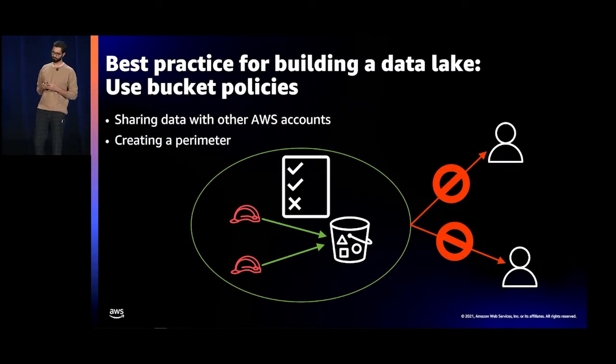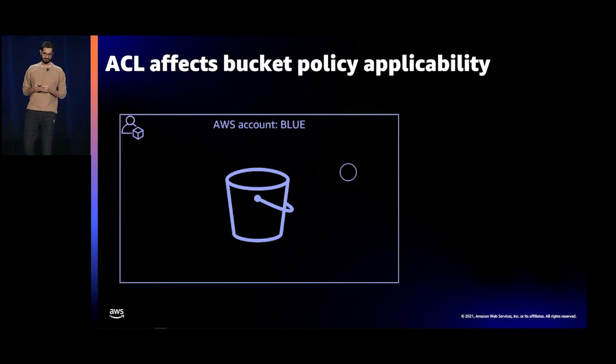As I mentioned earlier, we recommend using a bucket policy instead of ACLs to share your data. You should use bucket policies to share data with other AWS accounts and to create a security perimeter to deny access. Thus, we always recommend our customers to use bucket policies whenever and wherever applicable. However, access control list limitation creates a pain point for our customers. So let's take a look at how access control list affects what's applied to a bucket policy.